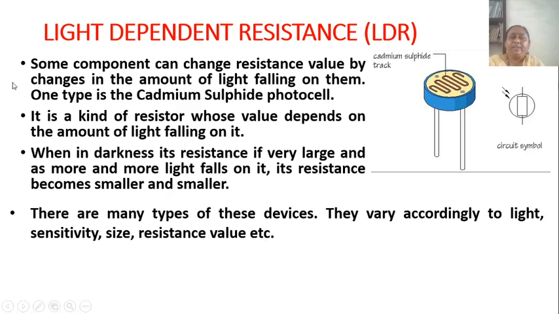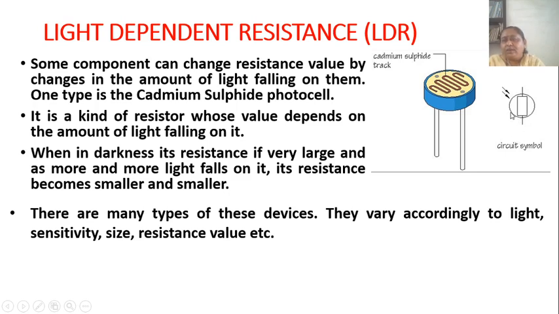Now the light dependent resistor, that is LDR. Some components can change resistance value by changing the amount of light falling on them. One type is the cadmium sulfide photocell. See in the figure here, the figure shows the LDR, the light dependent resistor. The symbol of this light dependent resistor, LDR, is shown in the figure.